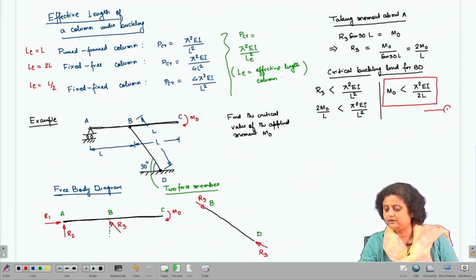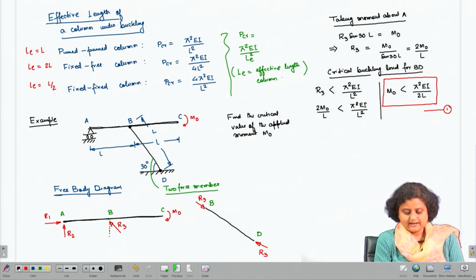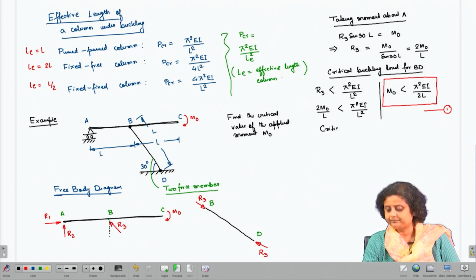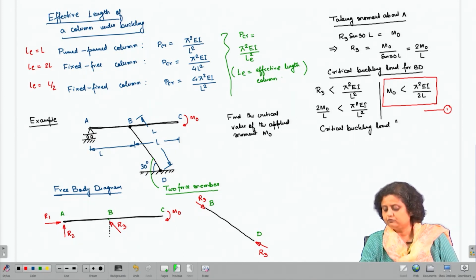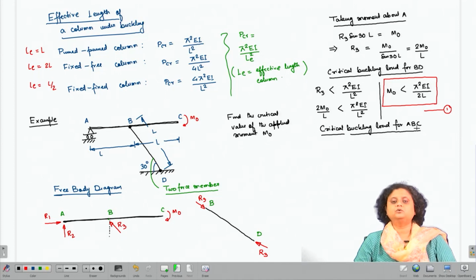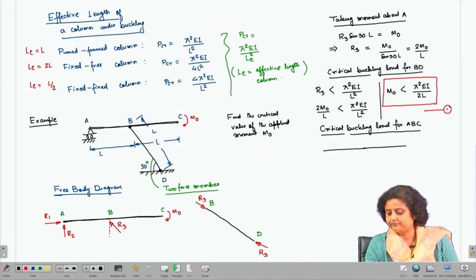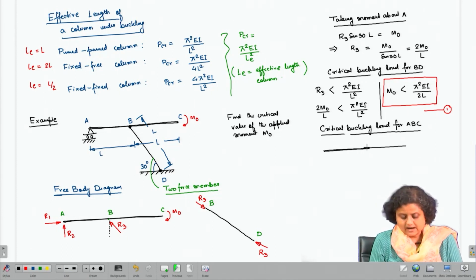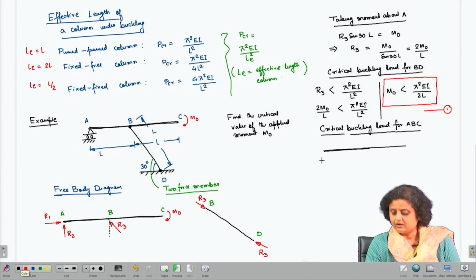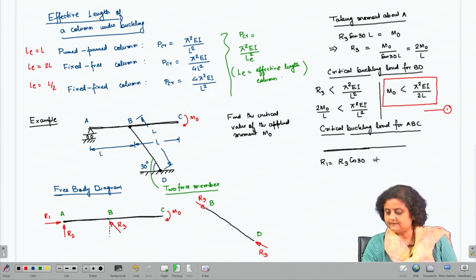So, this is my equation 1. Now, let us look into the portion A, B, C. Now, critical buckling load for A, B, C. If we look into the portion A, B, C, if I just quickly draw this, R1 is going to be R3 cos 30, which is root 3 m0 by L.